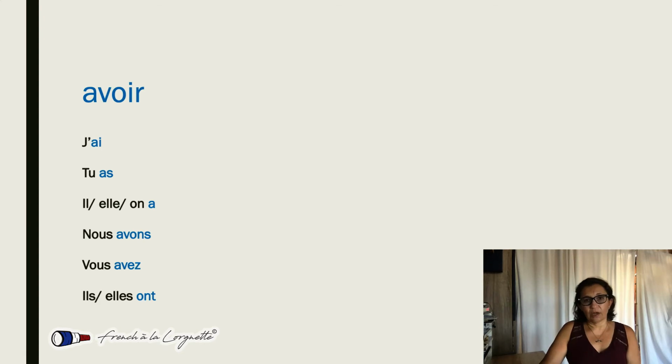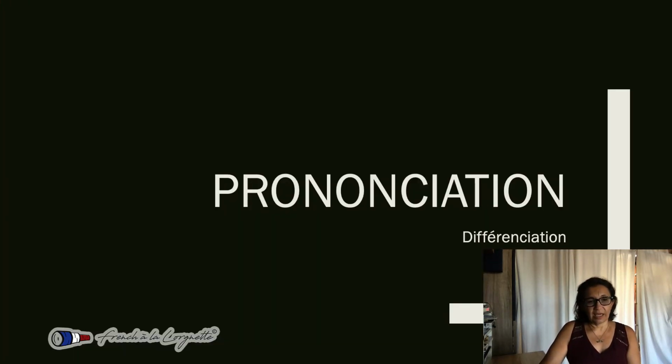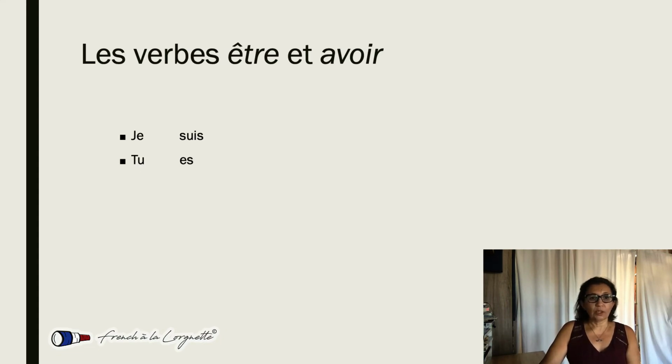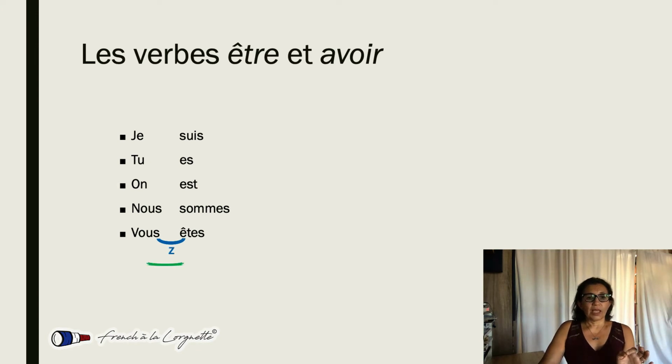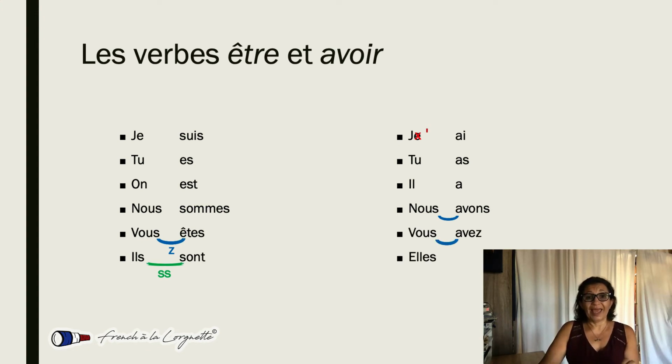So, some little difference of pronunciation, okay, between être et avoir. Je suis, tu es, on est, nous sommes, vous êtes, we need that liaison here, et ils sont. We have a se sound, ils sont, okay? But with avoir, j'ai, like I said, we replace by an apostrophe because of the vowel sound. Tu as, il a, nous avons. Here we have a liaison also. Vous avez, another liaison. Et elles ont. That's also a liaison. So you need to make the difference between elles sont, elles ont. We need a very clear difference between the two. Okay? Not the same verb.